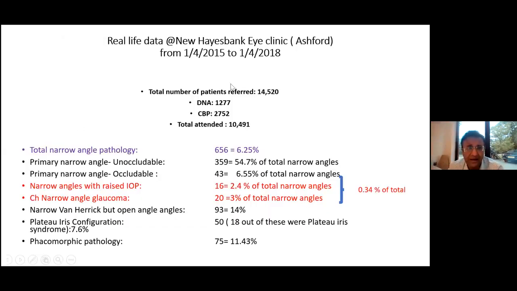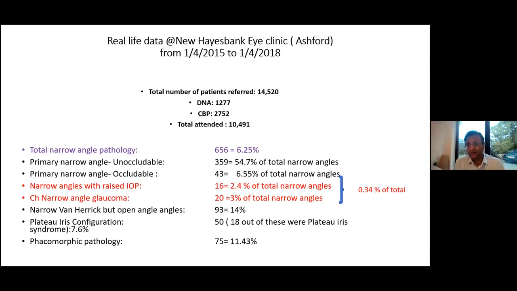Now, this is very quick real-life data from my own private clinic, ranging over 3 years. You can see in 3 years, about 14,500 patients were referred to me, and about 10,500 of them attended. And out of these 10,500, I saw about 656 narrow angle pathology, which amounts to around 6.25% of the total referral, which is fairly high.